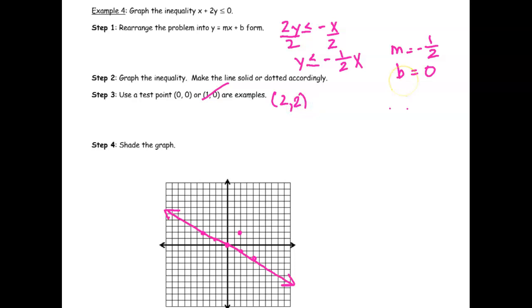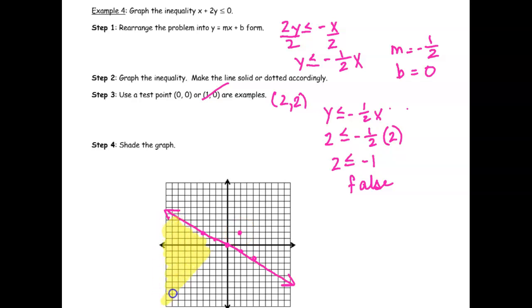I'm going to plug it in, and we've got the inequality y is less than or equal to negative 1/2 x. So 2 is my y, less than or equal to negative 1/2 times 2. When I multiply that out, negative 1/2 times 2 is negative 1. So 2 is not less than or equal to negative 1. It's actually a false statement. So that means this side of the line where the point is will not be shaded, but we are going to shade this other side, because the point we tested was in the no region.